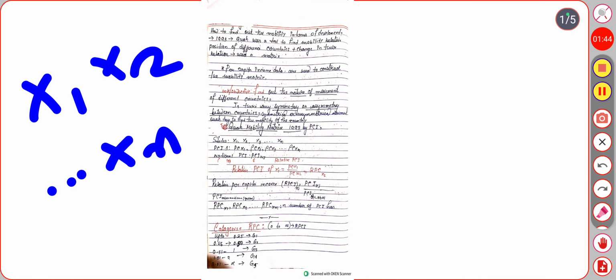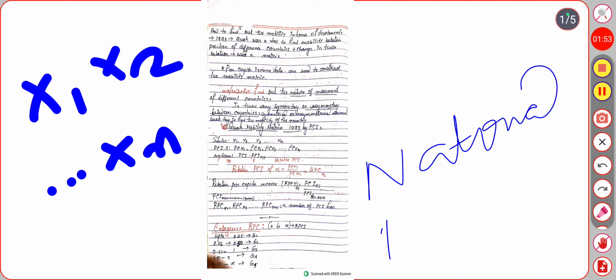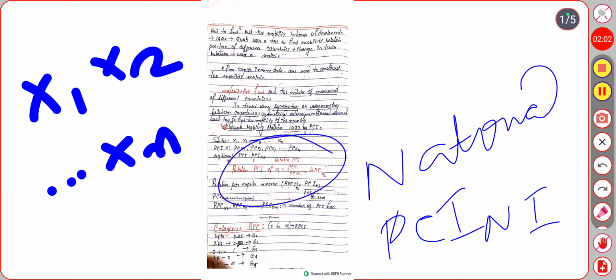And also there is a national level per capita income, that is per capita income NI, national income. So from that we can find out the relative per capita income. The relative per capita income of country 1 is a ratio of per capita income of country 1 divided by per capita national income. Then we get the relative per capita income of country 1.